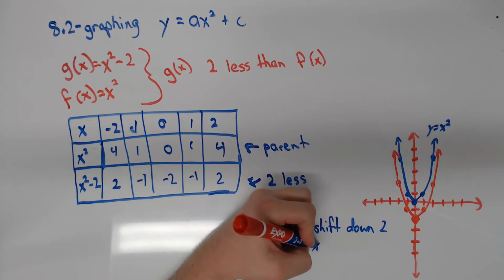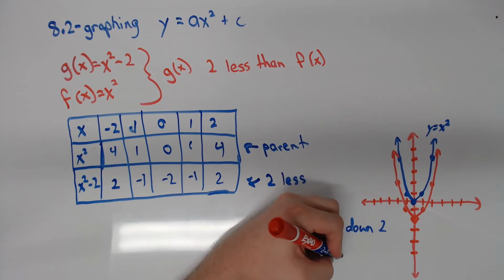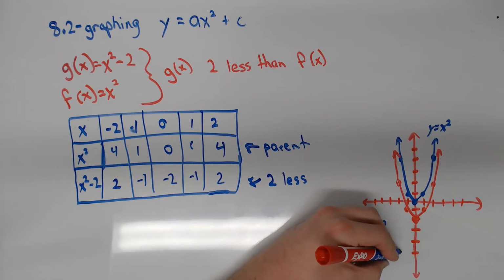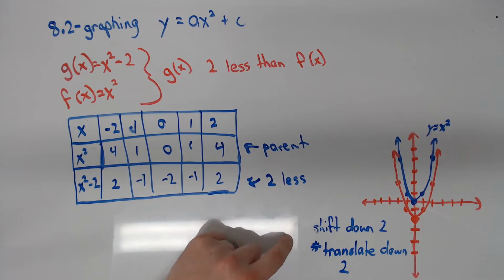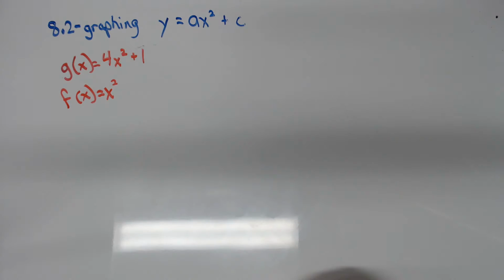The math term is translate down 2. So it's called a translation when it's just a shift. That's the technical math term for it. So a shift is called a translation. Let's do a couple more.